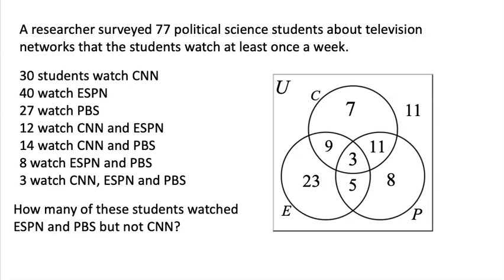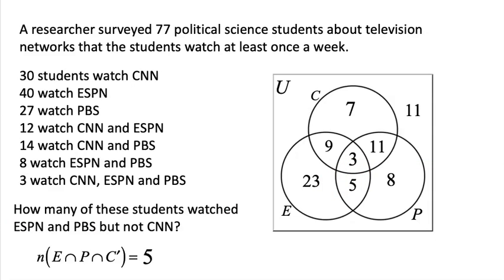How many of these students watched ESPN and PBS but not CNN? ESPN and PBS. Where's my overlap of ESPN and PBS? Here. ESPN and PBS overlapped here. But not CNN. Boom, it moves me out of the triple overlap and moves me just here to the 5. So how do I write that in set notation? E intersect P intersect C complement. ESPN and PBS and not C just gives us the 5 that we mentioned.